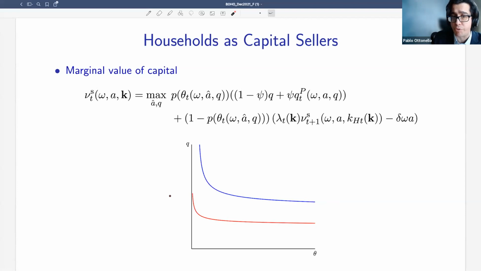So sellers prefer selling the unit at a high price or selling with high probability, which is associated with a higher theta. Therefore, they have these downward sloping iso-revenue curves, and they prefer iso-revenue curves to the northeast.